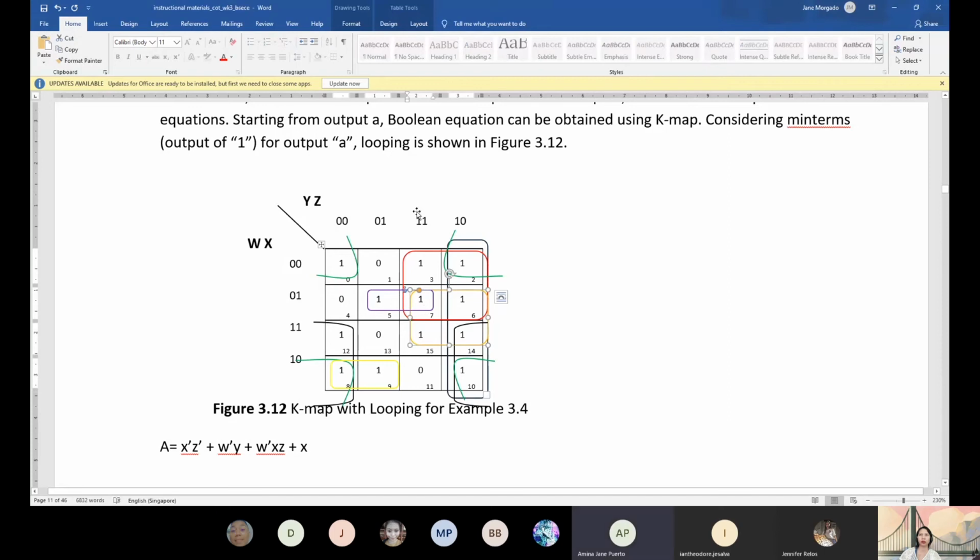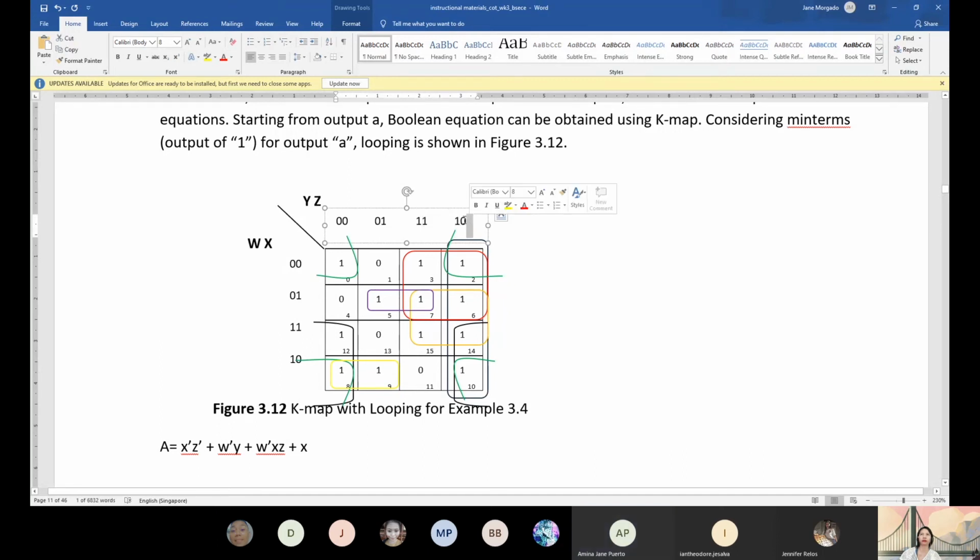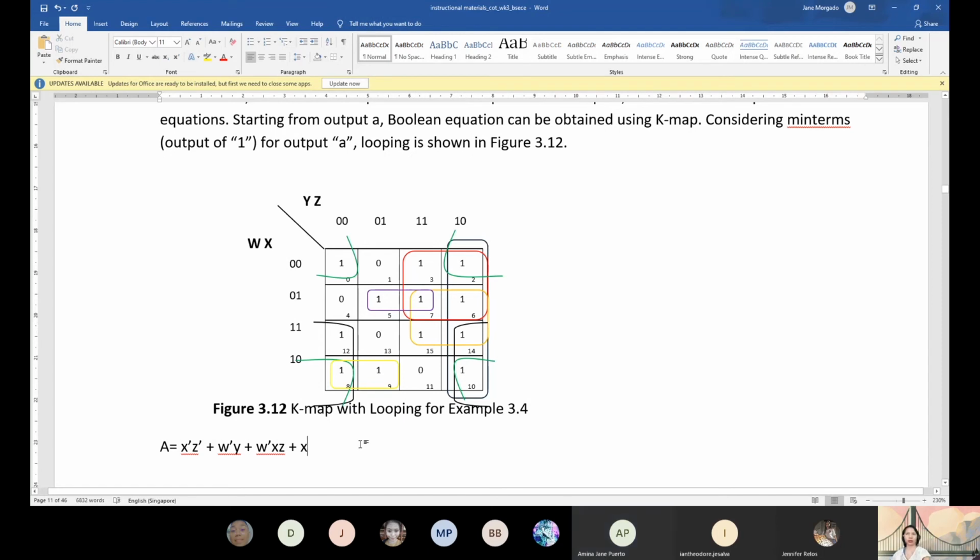Okay, YZ. With respect to YZ, we have two values: 1, 1 and 1, 0. For Z, we have 1, 0. Eliminated. And for Y, we have 1, 1. Y is equal to Y. Y is equal to 1, therefore Y.